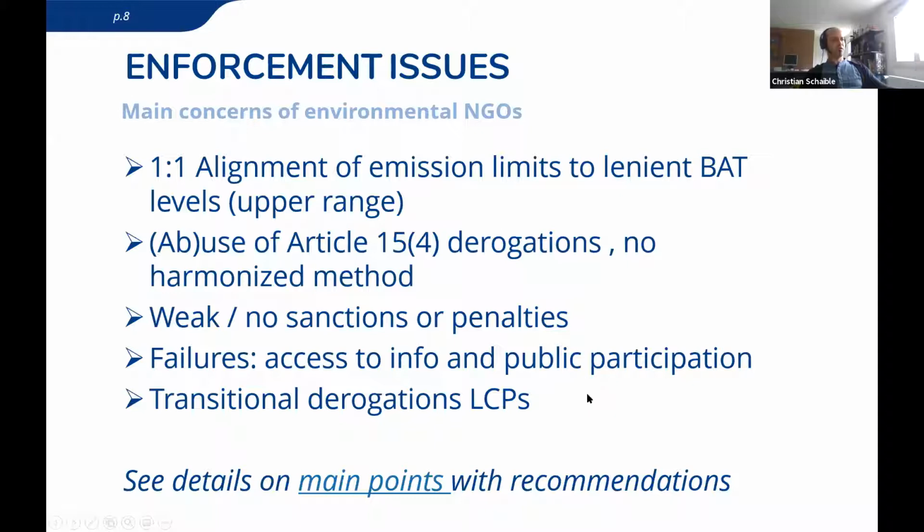Failures, I will go a bit more into this. It's access to information and public participation. And then, those who work on power plants know there are a lot of transitional derogations they got away with. And this is also an enforcement issue, I would say.